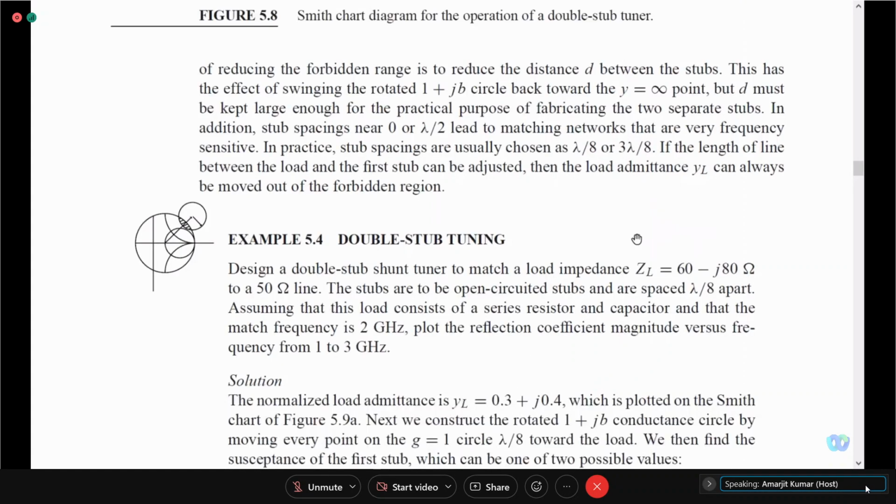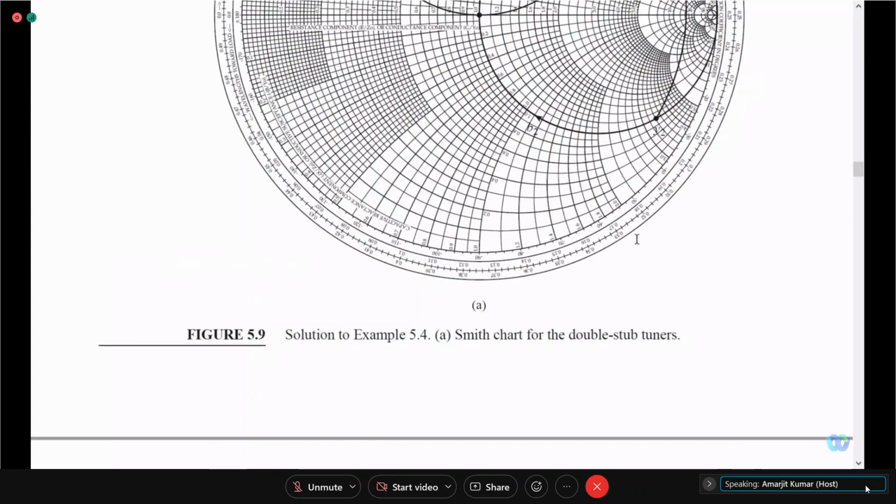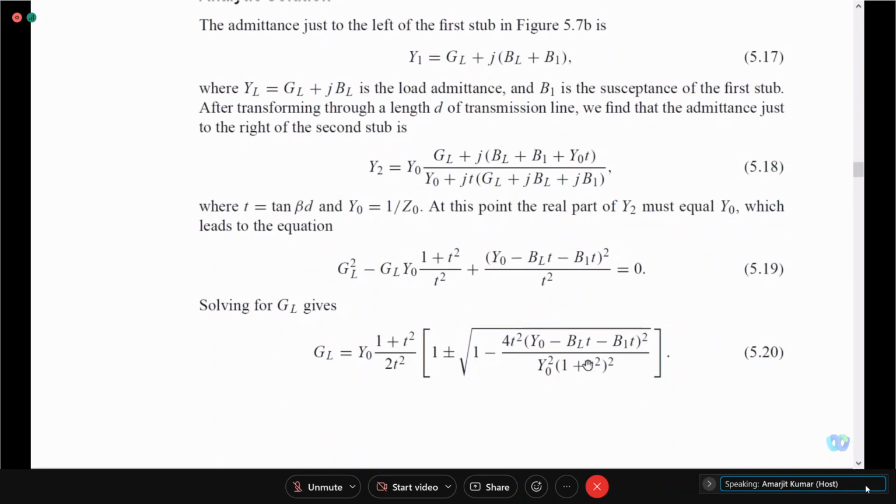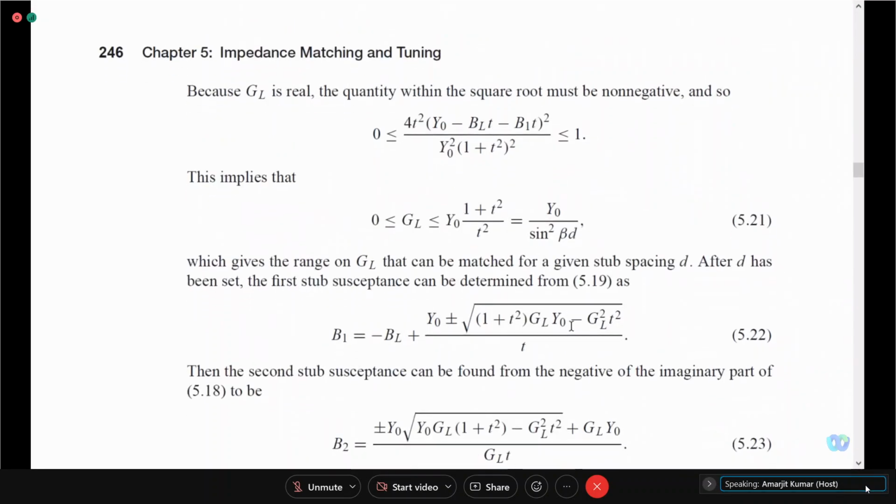Analytically also you can understand it easily, because you will get an inequality. That inequality implies that because GL is real, the quantity within the square root must be non-negative, so this should be from 0 to 1. So GL should be in that range, otherwise a solution is not possible. Mathematically you can easily understand that we cannot match any load admittance using a double stub tuner. There is some limitation.